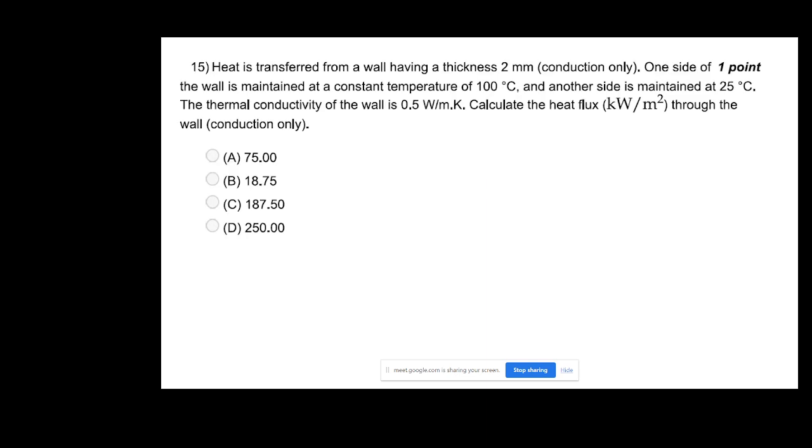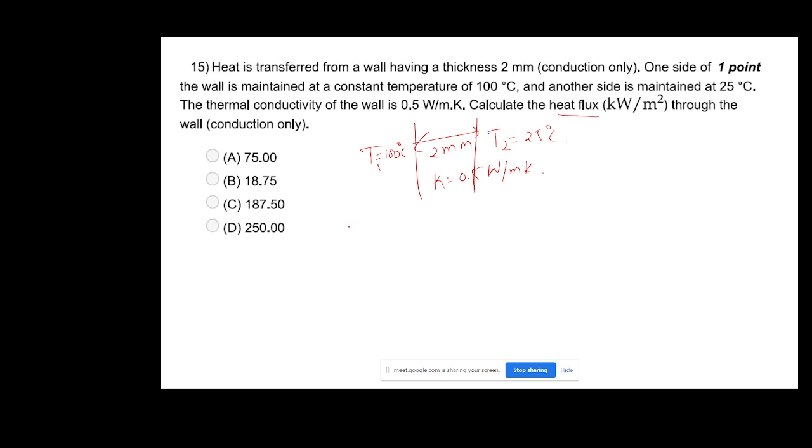Next question is, heat is transferred from a wall having a thickness 2 mm by conduction only. So this is the wall having the thickness 2 mm. One side is maintained at a constant temperature T1 equals 100 degrees Celsius, and another side is maintained at temperature T2 equals 25 degrees centigrade. Now thermal conductivity K is 0.5 watt per meter Kelvin. You need to find out the heat flux.